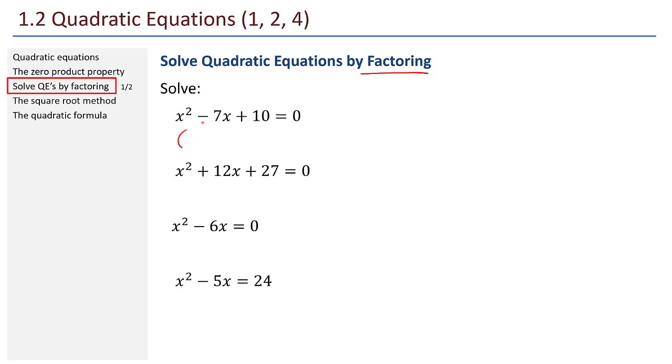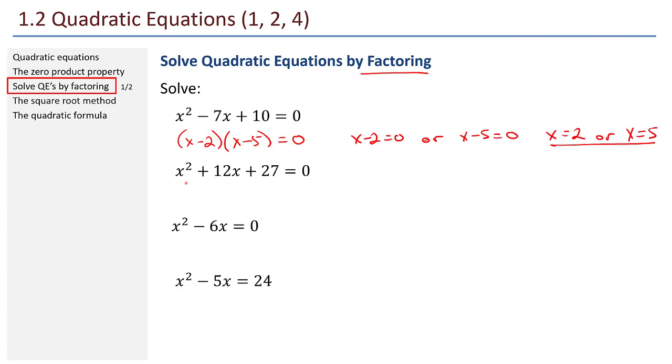Since there's a minus sign in front of the 7, it looks like it needs to be (x minus 2)(x minus 5) equals 0. So this tells me x minus 2 equals 0, or x minus 5 equals 0. So in other words, x equals 2 or x equals 5. Those are my solutions. So I solved that quadratic equation by factoring the quadratic polynomial.